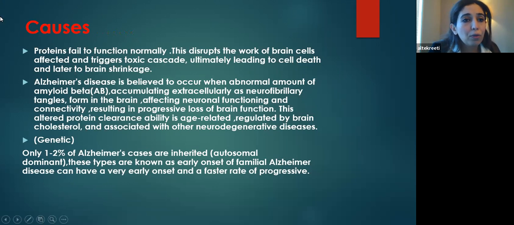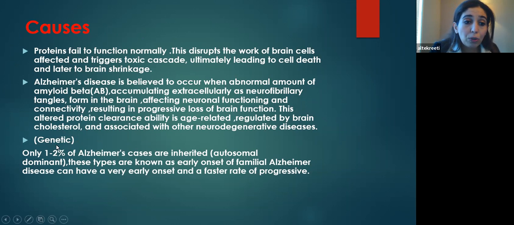So we're going to talk about the causes. The main cause of Alzheimer's is that proteins fail to function normally. This disrupts the work of the brain cells, which leads to cell death and brain shrinkage. Alzheimer's is believed to be related to abnormal amounts of amyloid beta, which accumulates extracellularly, leading to the formation of neurofibrillary tangles in the brain, which affect neural function and nerve connections, resulting in progressive loss of brain function and leading to the neurodegenerative disease. So this is the main cause of Alzheimer's.